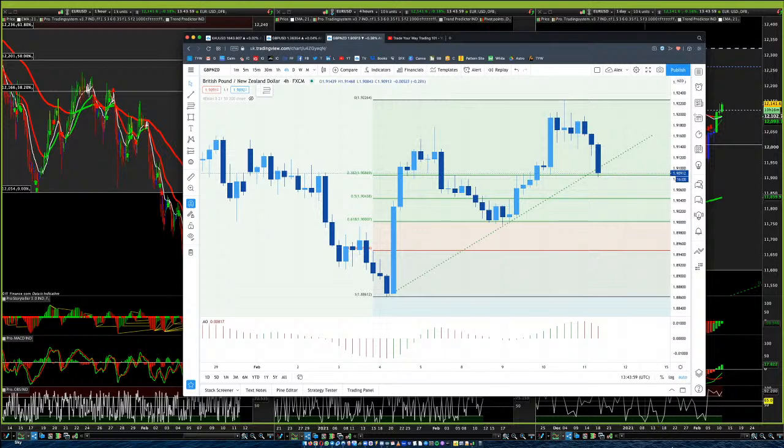This is why we say pick 1 or 2 pairs. Don't be greedy. Learn it. Learn how it moves. Understand it. Trade it. Milk it. 2-3 days, you're done. Take the rest of the week off. You've made 3-4%. All right, you're good. Come back next week. Have another go. Learn work-life balance. Go and enjoy yourself.